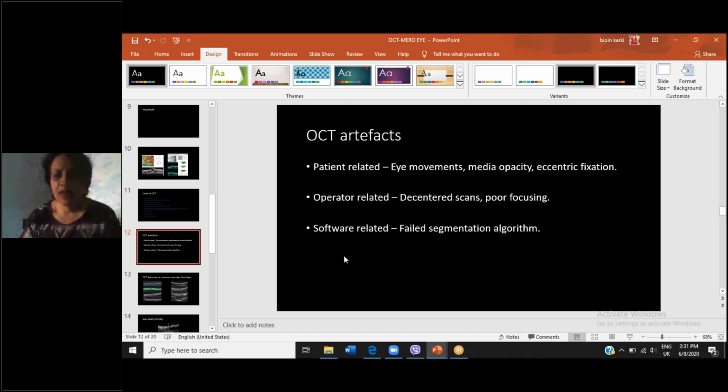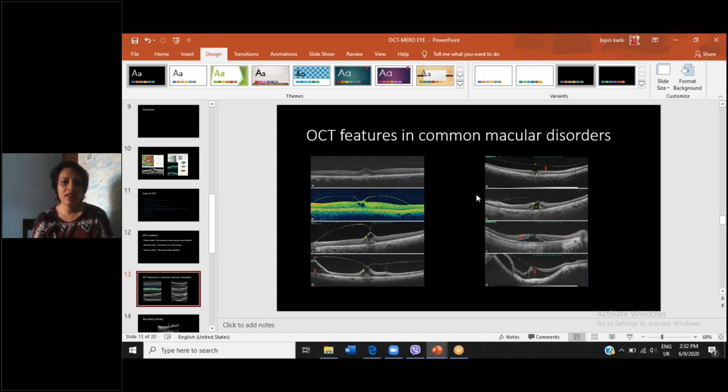Okay, so now let's have a look at some of the OCTs that we can get in common retinal disorders. It's always good to get an idea while you are doing OCT as to what's happening in the patient's eyes, so you know more about the conditions and you're able to counsel the patient better. This first column of images are all vitreomacular interface disorders, that's what we call it. Where the posterior vitreous face is detaching from the retina at the center of the macula, it tends to pull the retina at the center of the macula and causes distortion of the retinal structures as well as distortion of images to the patient.